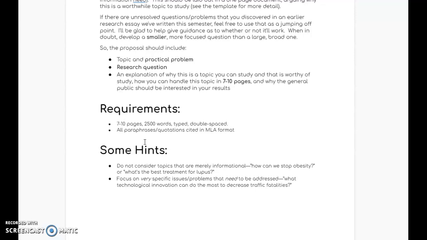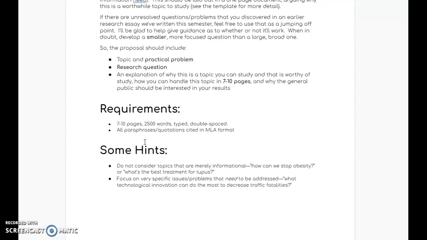What's the best treatment for lupus? Again, that's something that doctors know. It may not be 100% perfect. It may not work every time, but they know there's a course of treatment. We know what the best treatment is. You get diagnosed, and then doctors kind of go into checklist mode. Okay, in that case, we're going to start here, move here, and then do that. So we're going to focus on some very specific issues or problems that need to be addressed.